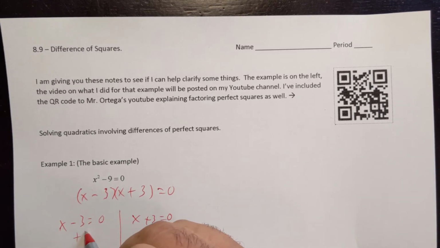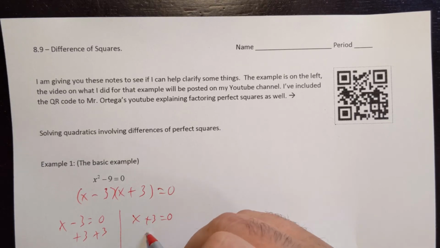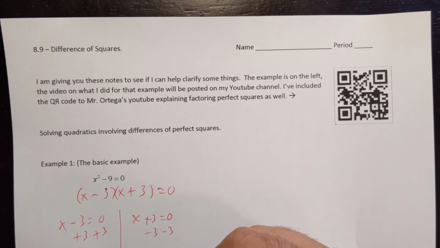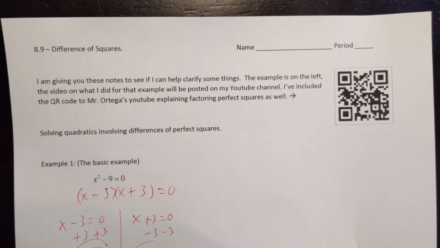On the left side, you're just going to add 3 to both sides, and you find out you get 3 as an answer, and on the right side you subtract 3. So these would be your two answers.